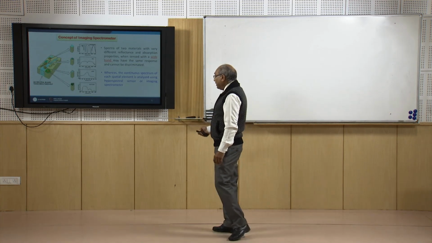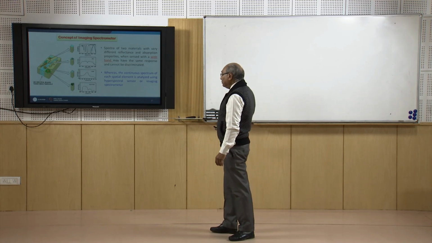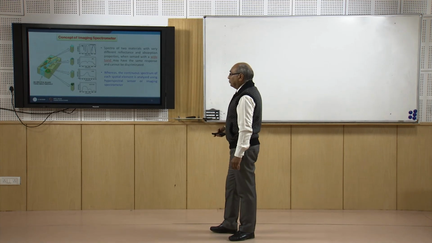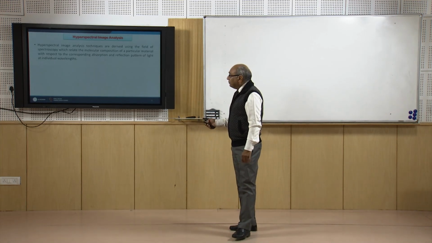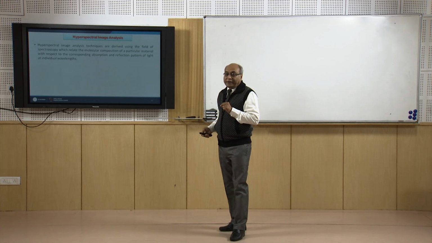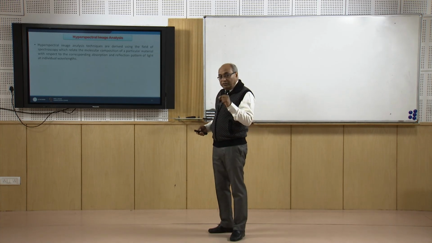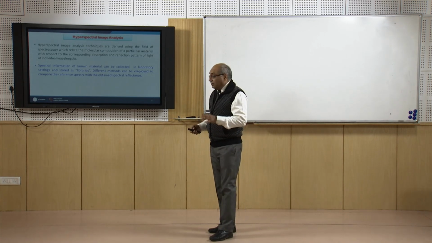So this is what is meant here: with continuous spectra, each spectral element is analyzed using a hyperspectral sensor or imaging spectrometer. That is the biggest advantage of having hyperspectral. Hyperspectral image analysis techniques can draw on field spectroscopy, which relates to the molecular composition of a particular material with respect to the corresponding absorption and reflection pattern of light at individual wavelengths. Because the advantage here is that you have continuous spectra, not discrete ones, it is easy to detect the slightest changes in two objects.